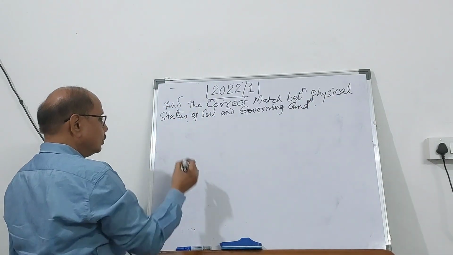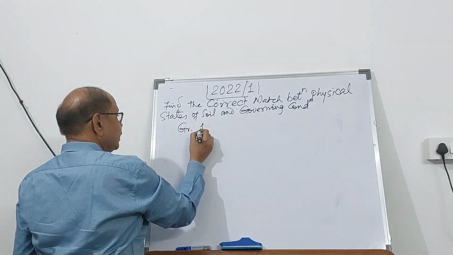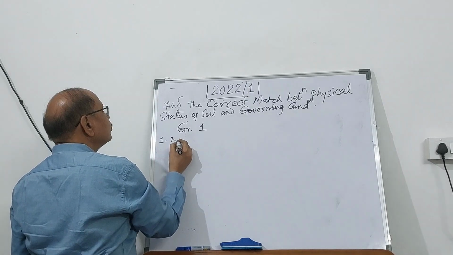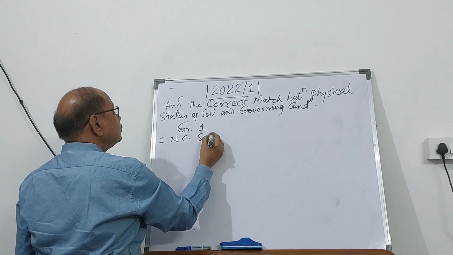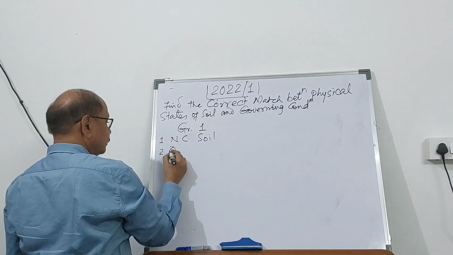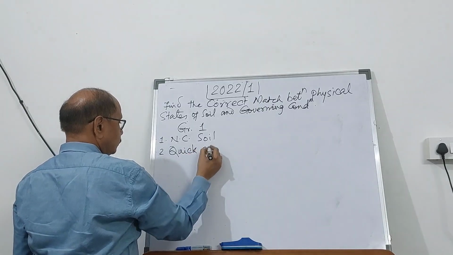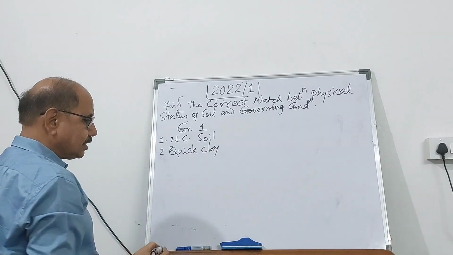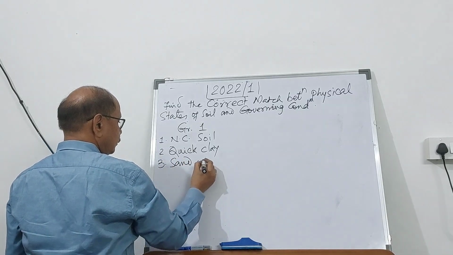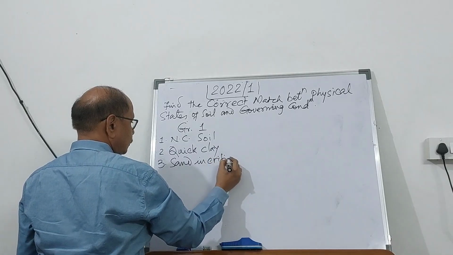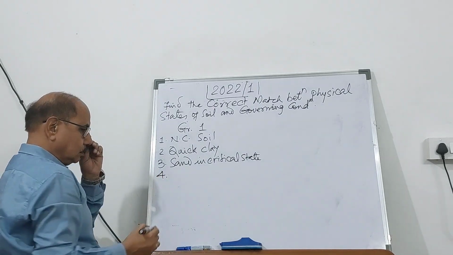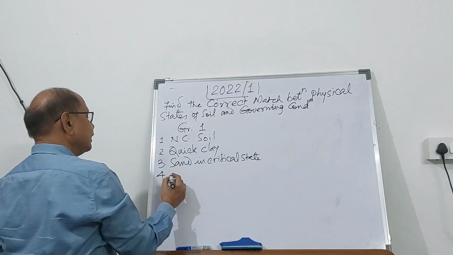So group 1 deals with the physical state of the soil. Number 1 is normally consolidated soil. Number 2 is quick clay. Number 3 is sand in critical state. And number 4 is clay of high plasticity.